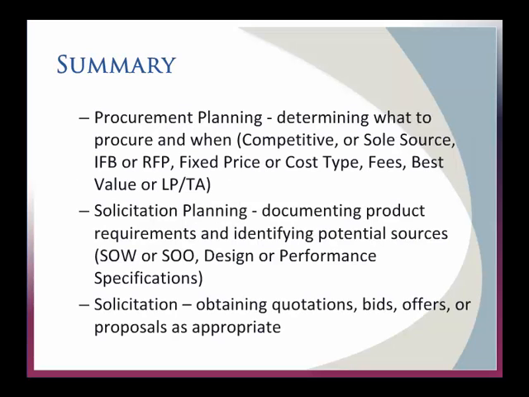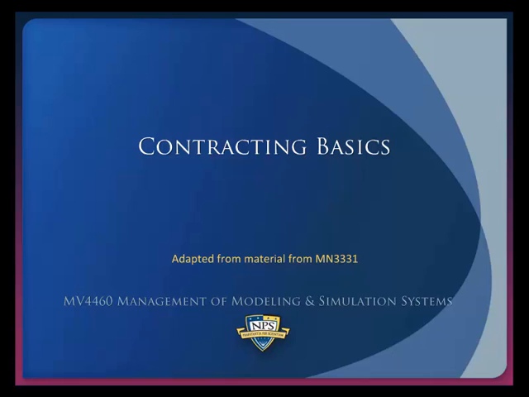We also talked about procurement planning, all the different pieces that come up on the front end: picking what type of contract you're going to do and why you're going to do it, your solicitation planning, documenting your product requirements, making sure you've got statements of work, performance specifications, you know how you're going to measure everything up front, and then actually doing the solicitation, the different types of things that might be in place, and why you might choose one over the other. So that's our basics of contracting.